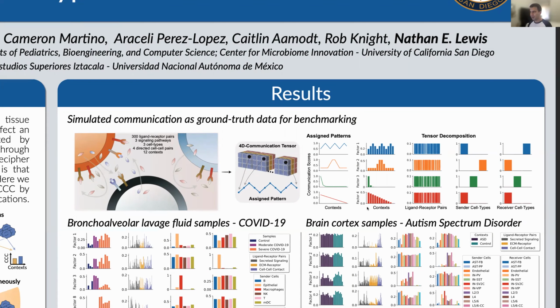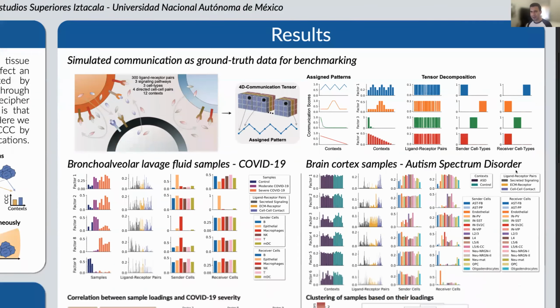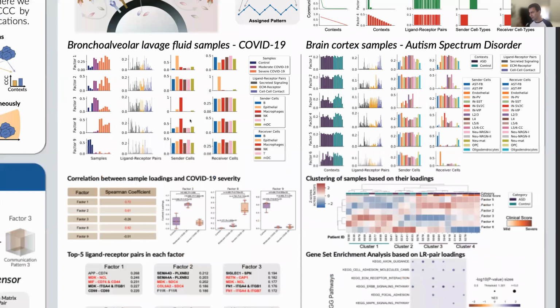And if we see the loadings for the context dimension, they follow the same patterns that we simulated before performing the decomposition. And in this context, tensor cell2cell captured the important ligand receptor pairs, the ones we were assigning a given pattern, and the cells involved in this pattern as well. So with this idea, we were able to test real data.